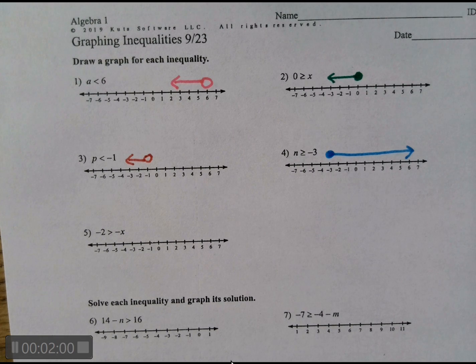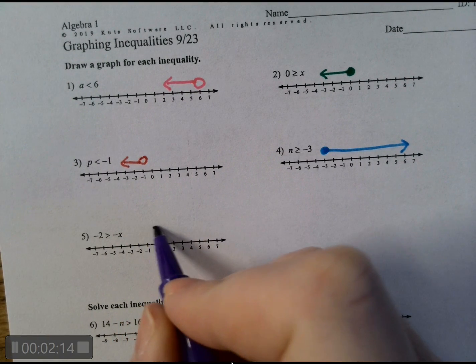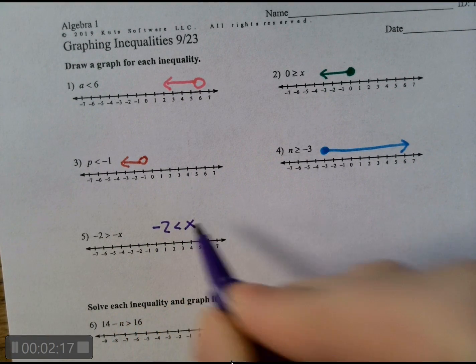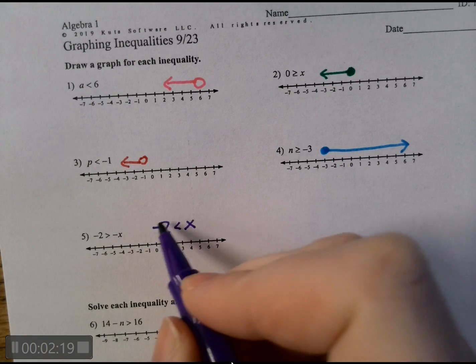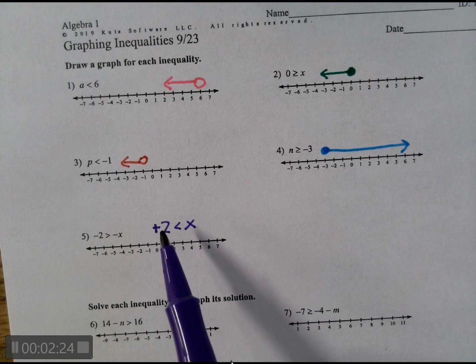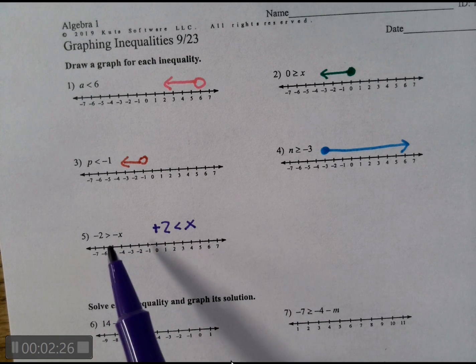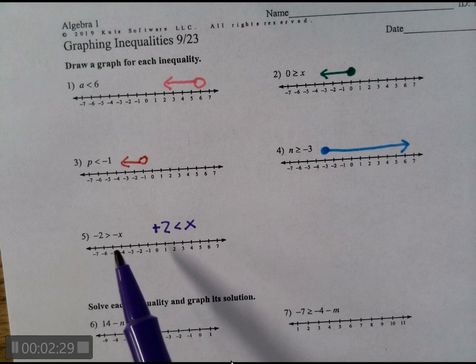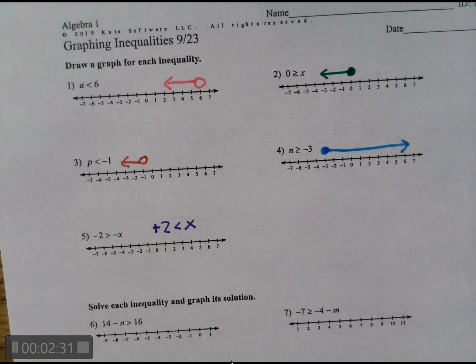Alright. And finally, -2 is greater than -x. Well, can we have a negative? No, so we need to change the signs of everything because we can't have a -x. Whoops, sorry, this is supposed to be a +2. Okay, so our -2 turned to a +2, our greater than sign turned to a less than sign, and our -x turned to a +x because I am not allowed to have -x.